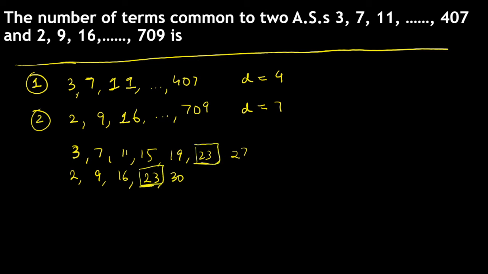Now we do something different here, right? What we do is find a new arithmetic sequence which is common to both the first and the second. And in this part, we find the least common multiple of both of the common differences of the sequences, right?